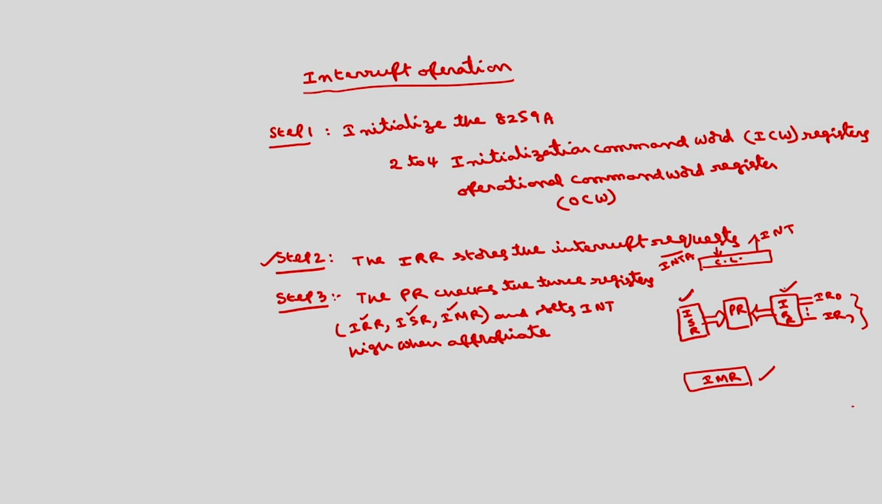After checking these 3 registers, the priority resolver will request the control logic and it will make INT equal to high. This INT will be connected to the microprocessor. This INTA bar will also be connected to the microprocessor. It means this 8259A has now requested the microprocessor for an interrupt. Then the next step is step 4.